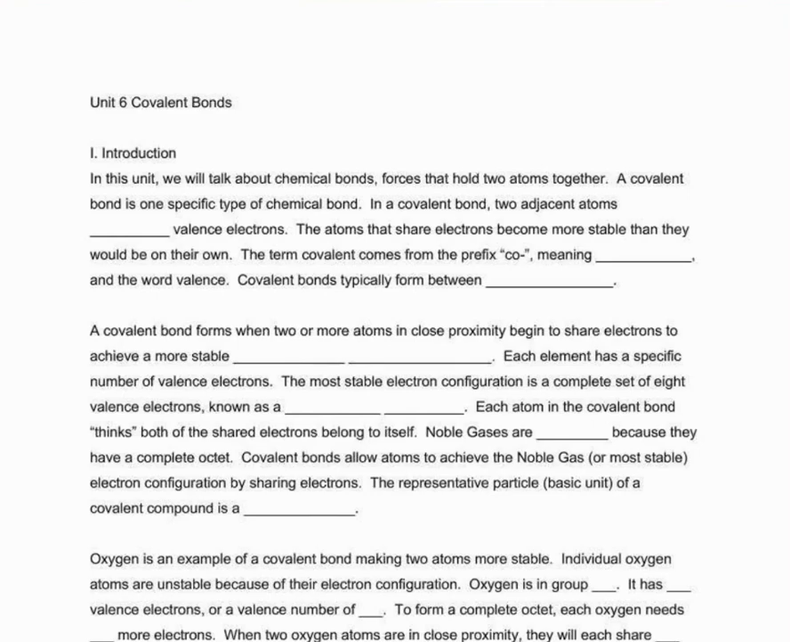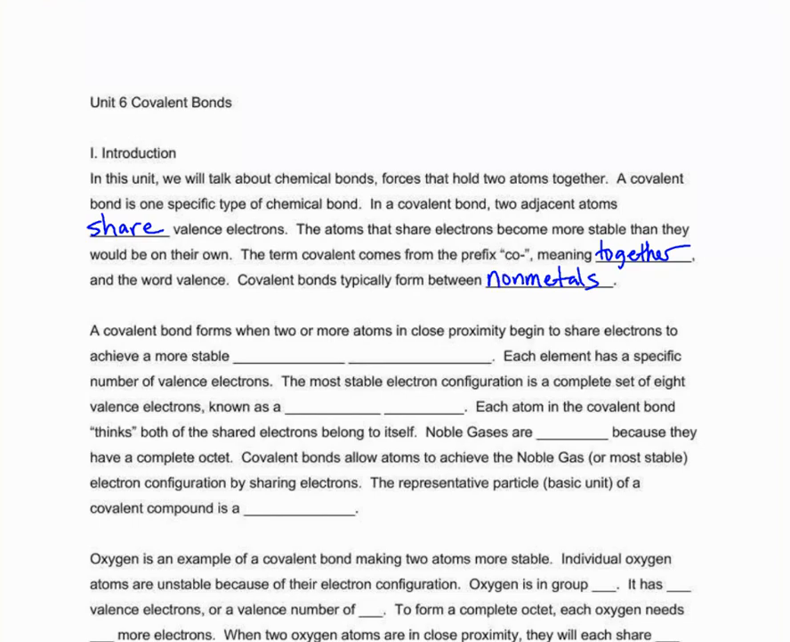So in a covalent bond, two adjacent atoms will share valence electrons. Rather than gaining or losing, they're going to cooperate. So the atoms that share electrons become more stable because they're sharing. So the term covalent comes from the prefix co, which means together, and the word valence. An important note here is that covalent bonds typically form between nonmetals.